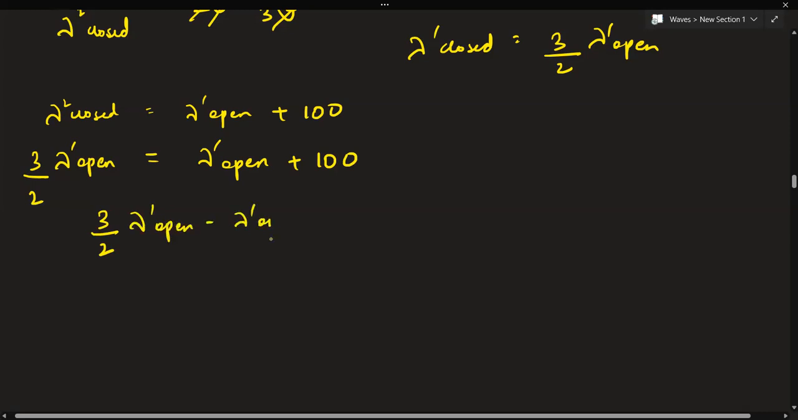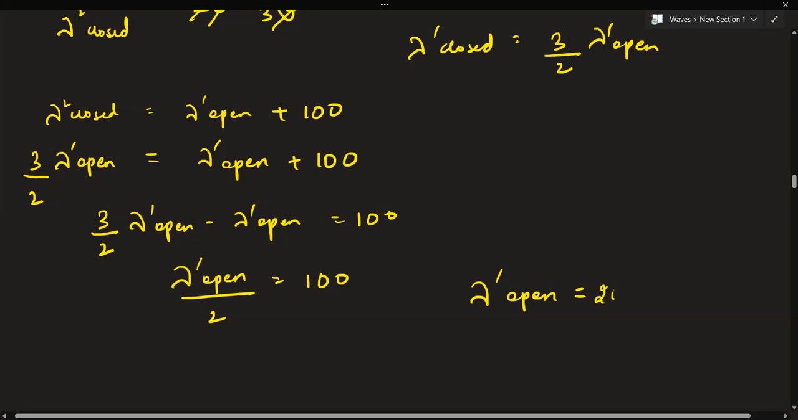Minus frequency of the open organ pipe, this gives 100. See, 3 by 2 minus the frequency of the open organ pipe will give half simply. 3 minus 2 is 1, 1 by 2 is half. So this gives frequency of open organ pipe divided by 2 into 100. So what is the frequency of the open organ pipe? 200. That's what we had to calculate.